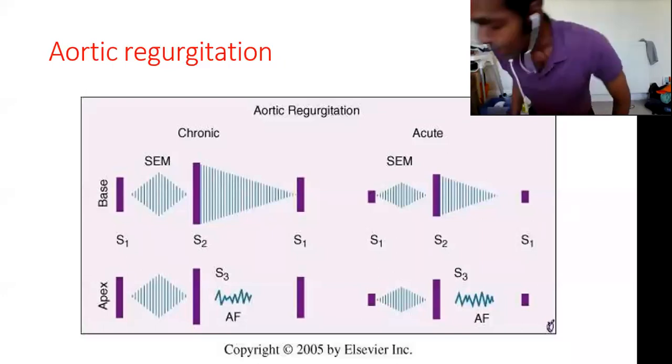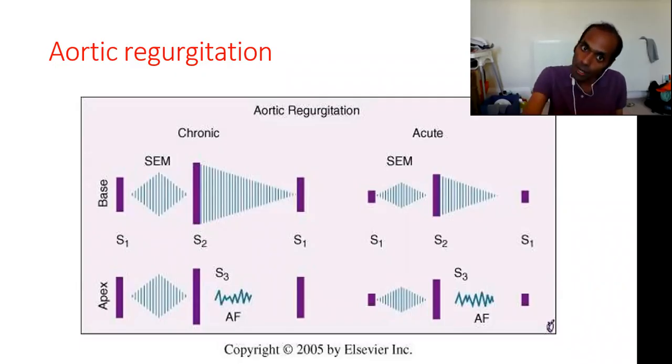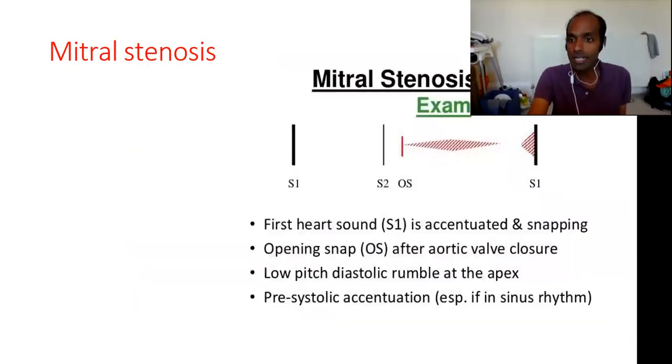It is an early diastolic murmur. Early diastolic murmur. It sounds like this. It's like an expiratory sound. It's like that. Okay? So that's aortic regurgitation. Then let's look again at mitral stenosis.